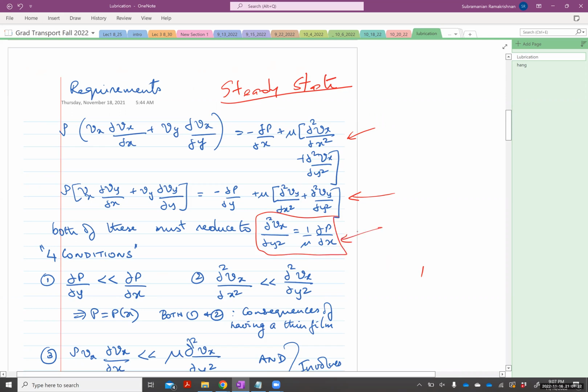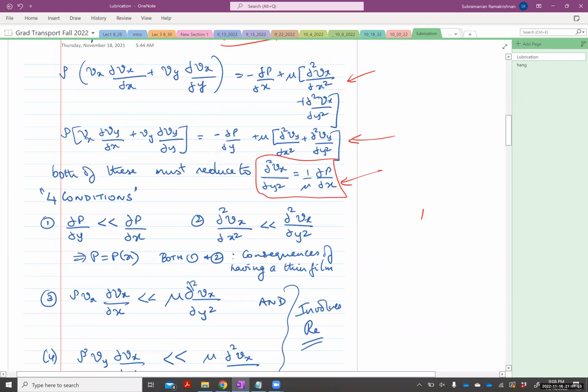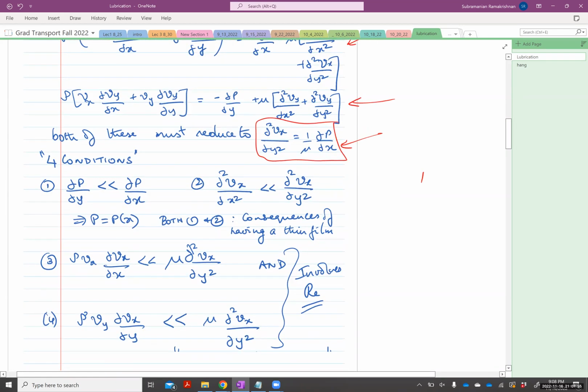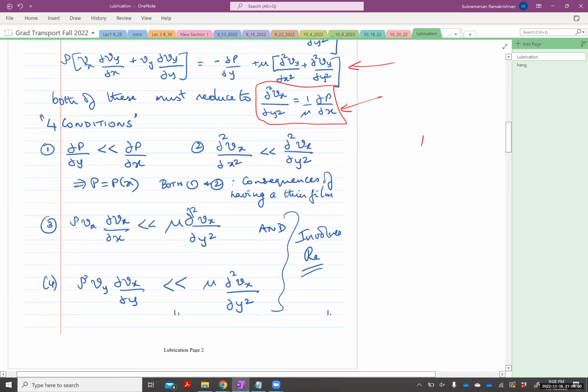So when is this going to happen? If you want to reduce the x and y equations to just this one equation, when does this happen? What is the condition required, and what are the constraints? Actually, we can show that there are 4 conditions, and these 4 conditions shown here arise when two constraints are valid. The 2 constraints are, first, Ly over Lx is much less than 1.